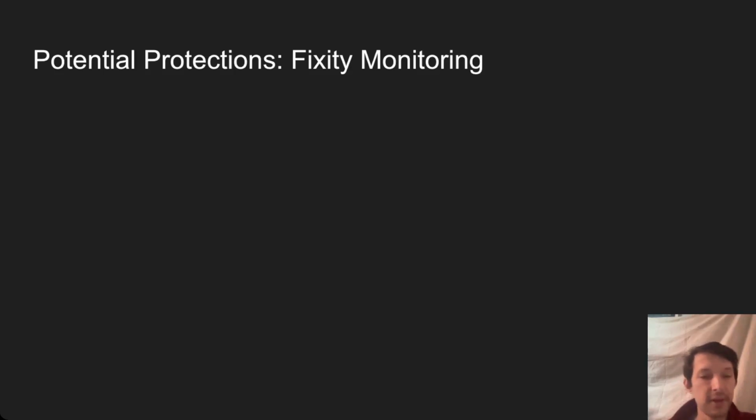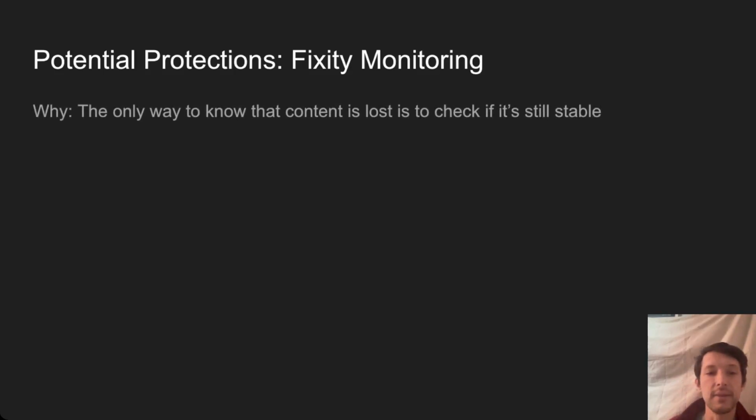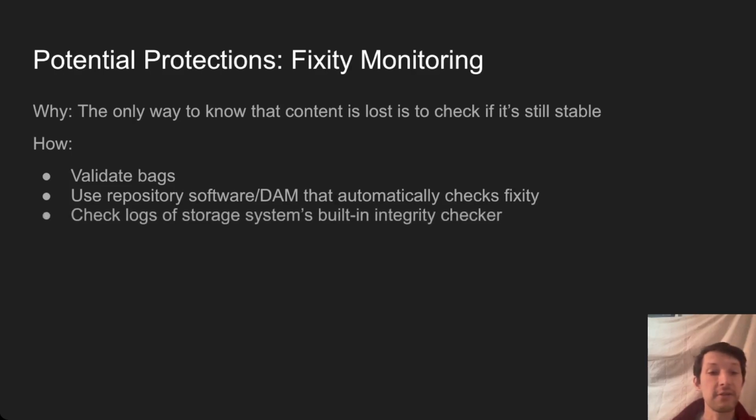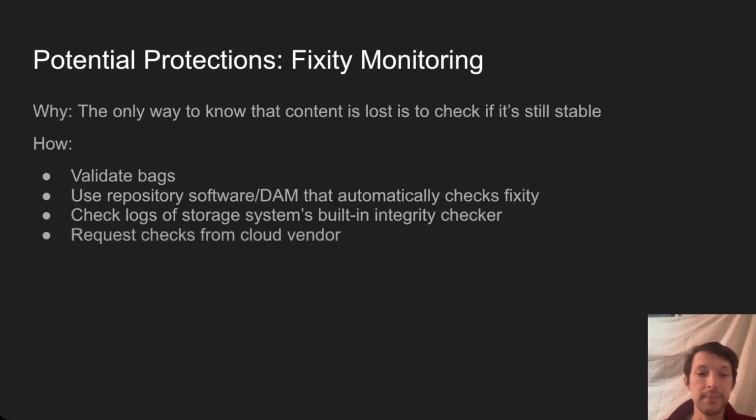Fixed monitoring. So again, we're monitoring things over time. We have our fixed information, and then we have a process that checks that our files generate that same fixed information over and over again. So we can do things like store stuff in bags and have a constant bag checker. We can have some sort of repository software that's automatically checking this stuff. We can have a built-in integrity checker from the storage system. Lots of ways to do that.